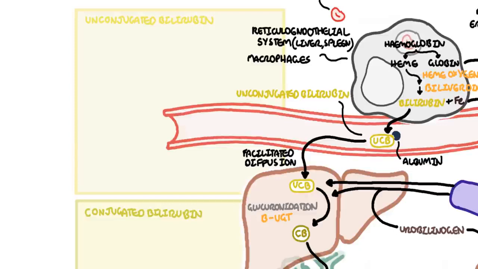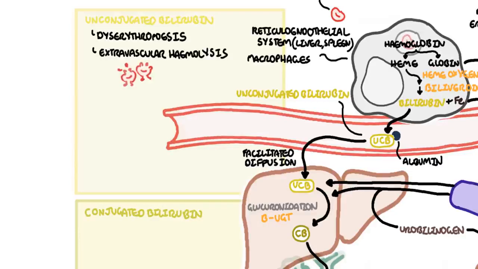So, for example, dyserythropoiesis, which is abnormality of red blood cell production, and so you have a release of bilirubin into circulation. Extravascular hemolysis, which is basically death of the red blood cells outside the vessels, leading to a release of unconjugated bilirubin. Intravascular hemolysis, similarly, is damage of the red blood cells within the vessel, releasing the unconjugated bilirubin.